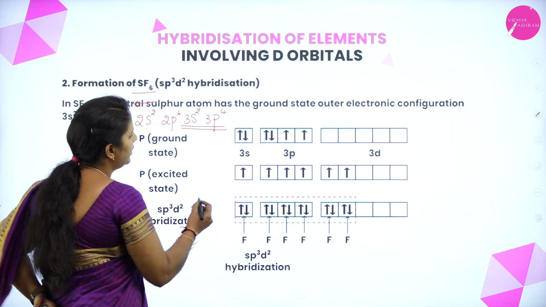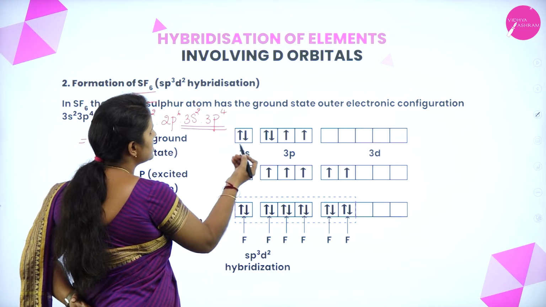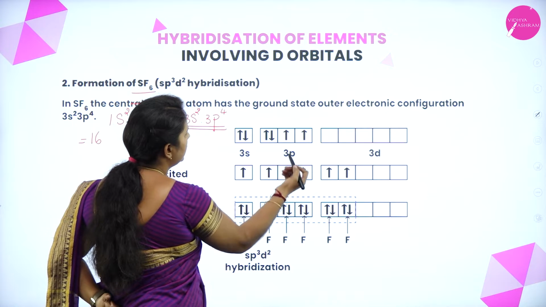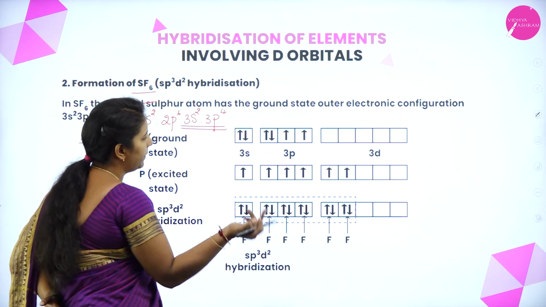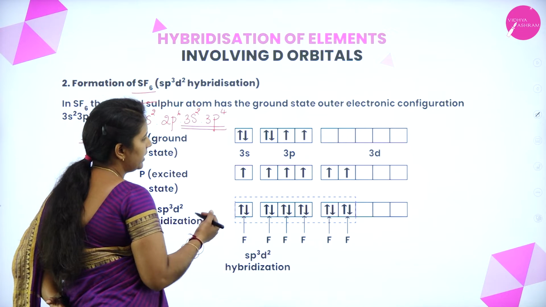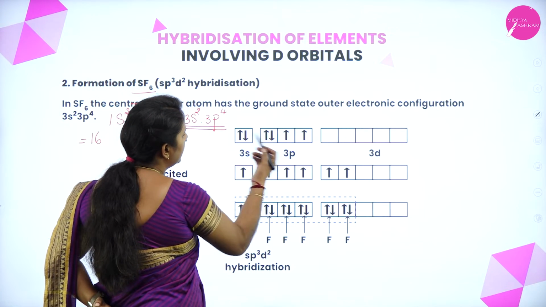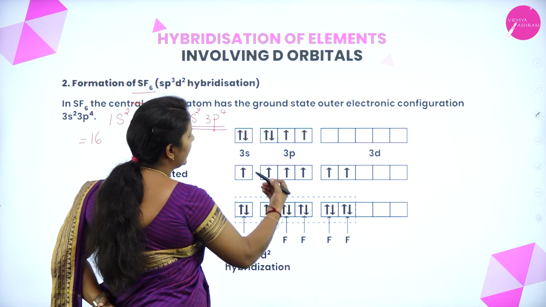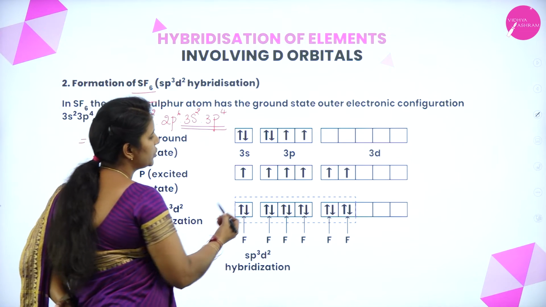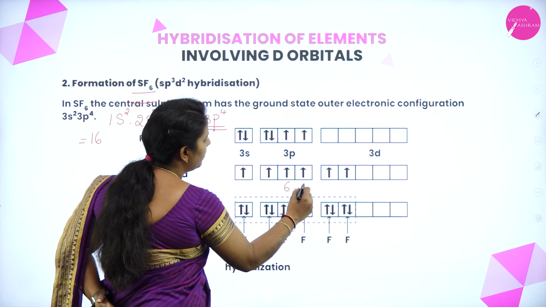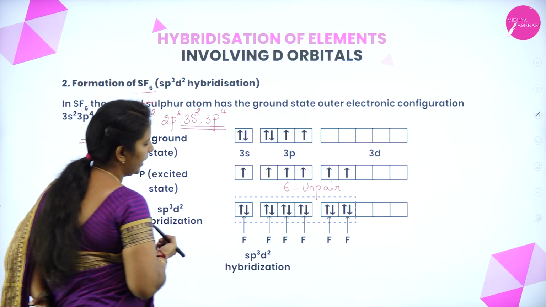I have written the 3s and 3p. You know that the 3s consists of 1 pair of electrons. Similarly, the 3p consists of 1 pair of electrons with another 2 unpaired electrons. During the excitation, what will happen? 1 electron from the 3s and 1 electron from the 3p get excited to the d orbital and result in the formation of 6 unpaired electrons. Is it right? 6 unpaired electrons.